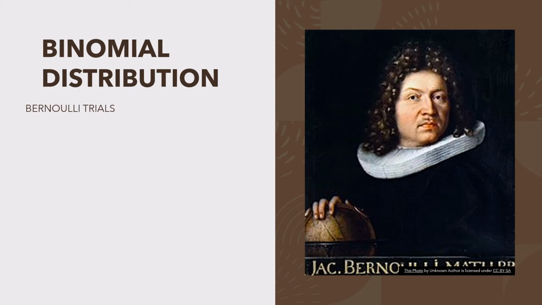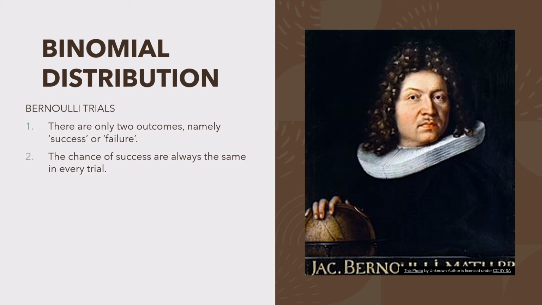Binomial distribution is always related with Bernoulli's trial, in which there are only two outcomes, namely success or failure. In Bernoulli's trial, we will only consider two outcomes, which is success or failure. The outcome for success depends on what we want to know, and the failure is the opposite of success. The chance of success is always the same in every trial.